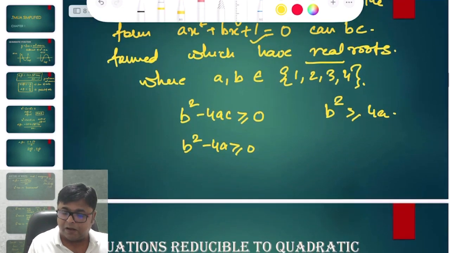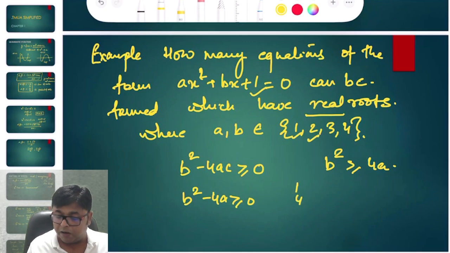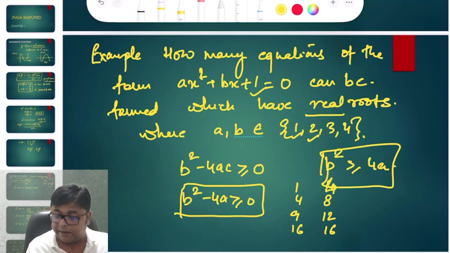Now I'll just list down the possibilities of the cases where b square is greater than or equal to 4a. So possible values of b square are 1 square is 1, 2 square is 4, 3 square is 9, 4 square is 16. And those of 4a are 4 into 1 is 4, 4 into 2 is 8, 4 into 3 is 12, 4 into 4 is 16. And I need to follow this condition, b square greater than or equal to 4a. Now 1 is neither equal to nor greater than any of these 4. So there is no case.